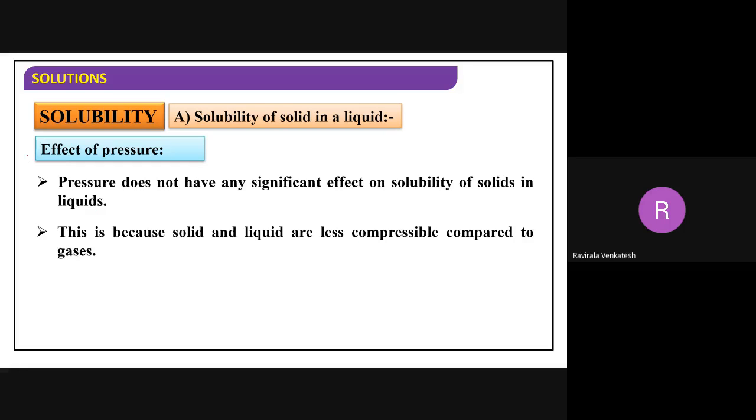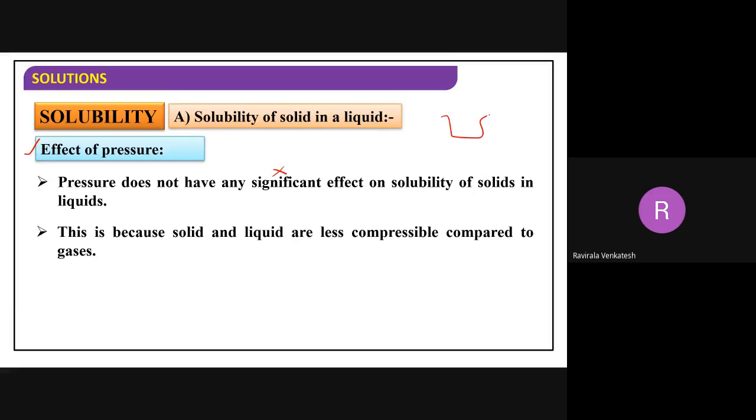Next, effect of pressure. Pressure does not have any significant effect on the solubility of solids in liquids. So there is no effect, generally, because solids and liquids are less compressible when you compare with gas.